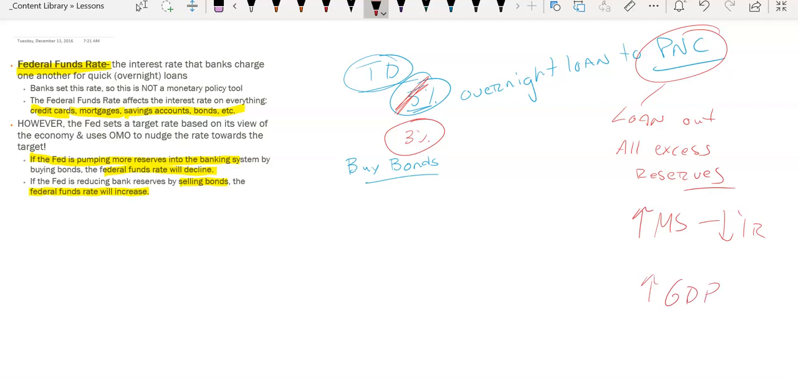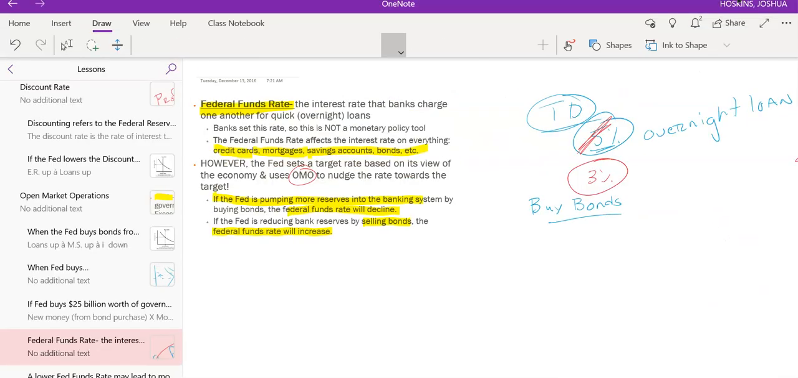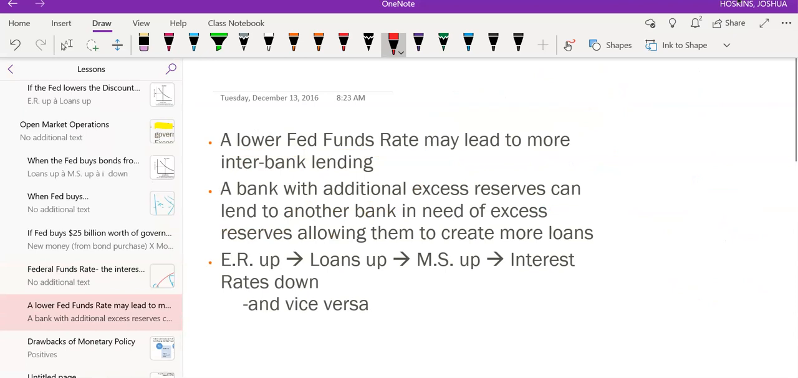All right. And so the OMO, open market operations, are nudging the federal funds rate down because the federal funds rate is not something that the Fed can control because we are a free market economy. Okay. So a lower federal funds rate may lead to more interbank lending. A bank with more excess reserves can lend to another bank who needs excess reserves, allowing them to create more loans. Excess reserves go up, loans go up, money supply goes up, interest rate down, and that is the whole concept of open market operations.